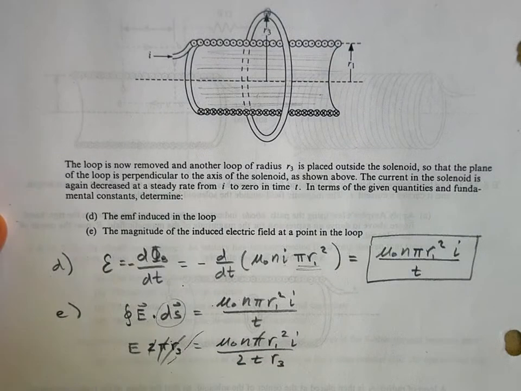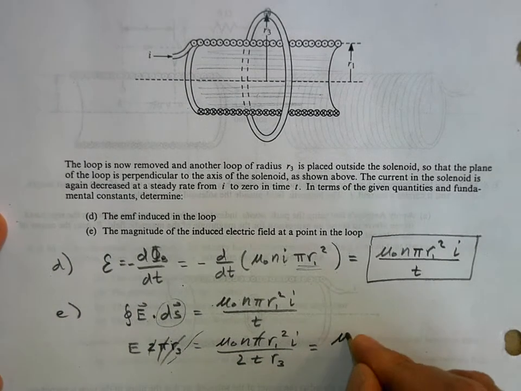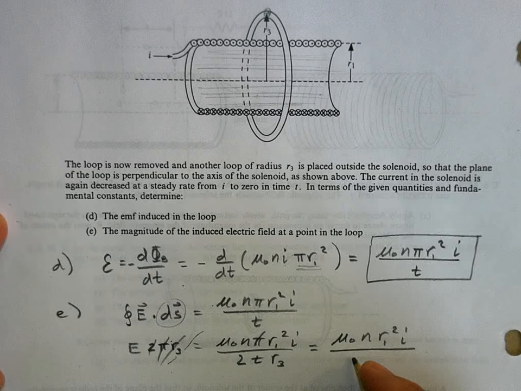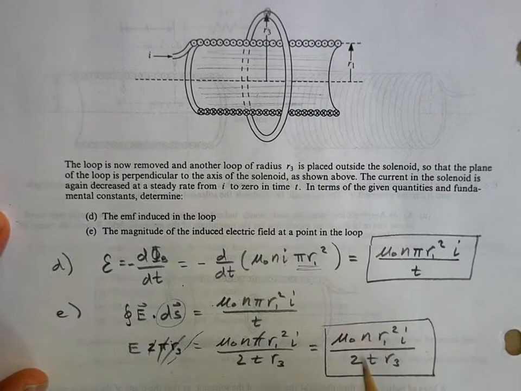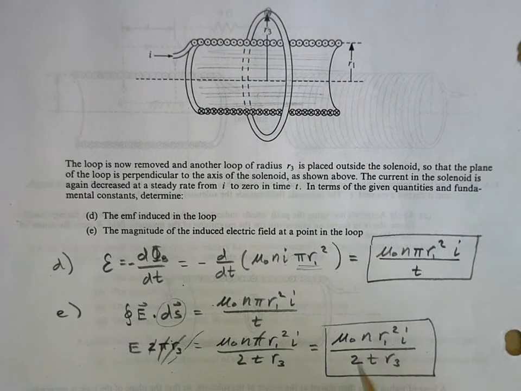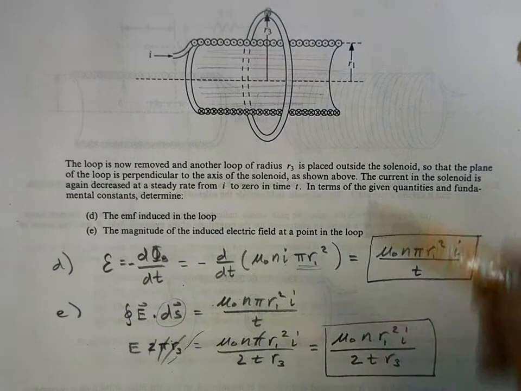And there's your answer. So let's just, am I still on camera? Yeah. So this is just going to be mu naught n r1 squared I over 2t r3. And now what is this? What is this? This is the electric field. That's the electric field in this loop.